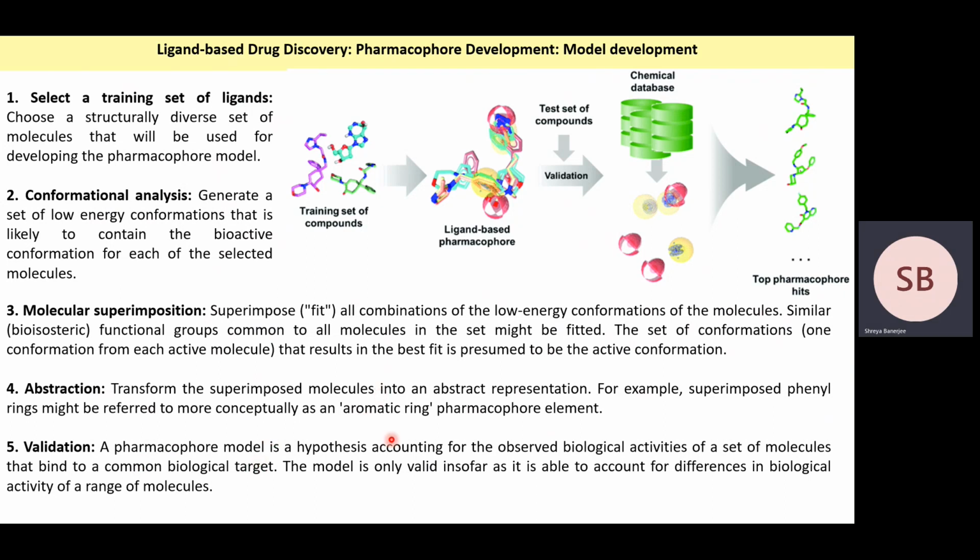A pharmacophore model is a hypothesis accounting for the observed biological activities of a set of molecules that bind to a common biological target. The model is only valid insofar as it is able to account for differences in biological activity of a range of molecules. So the final step, the validation, needs to be done to check that indeed the pharmacophore model that we are proposing, all ligands that fulfill that model have some degree of binding to the biological macromolecule. And that is validation of the pharmacophore model.